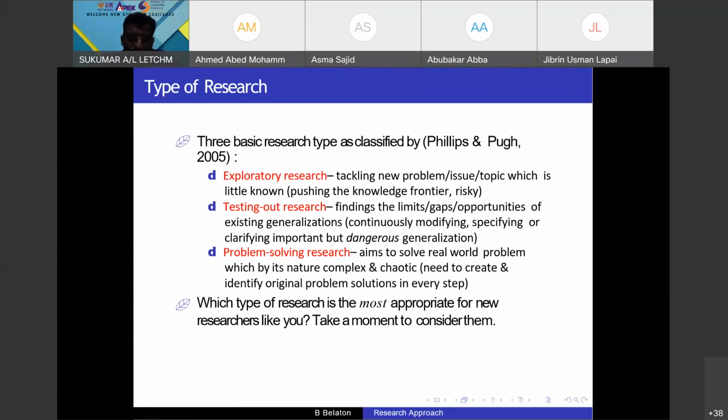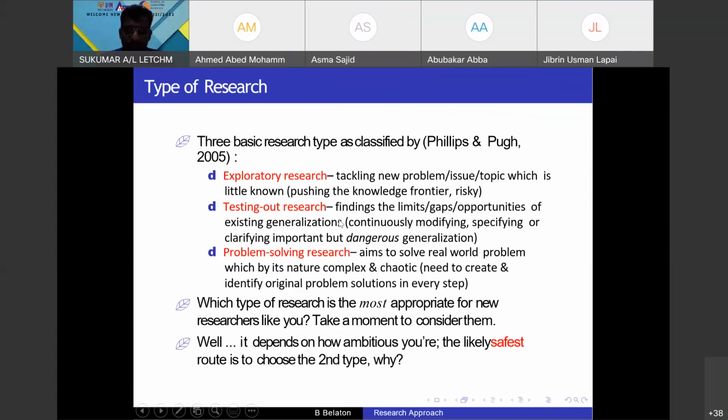Testing out research or problem solving research. Real world problem here means not necessarily the whole thing. You can subdivide them, maybe take a small problem. Okay, I leave it to you to think which one, but actually there's no right and wrong in this answer. All of them can be chosen, but basically it's more to see whether you suit that particular type of research or not. Okay. Any question? Any question?